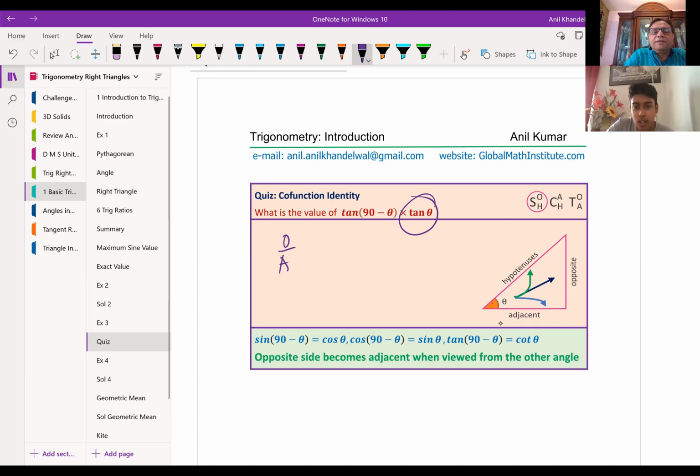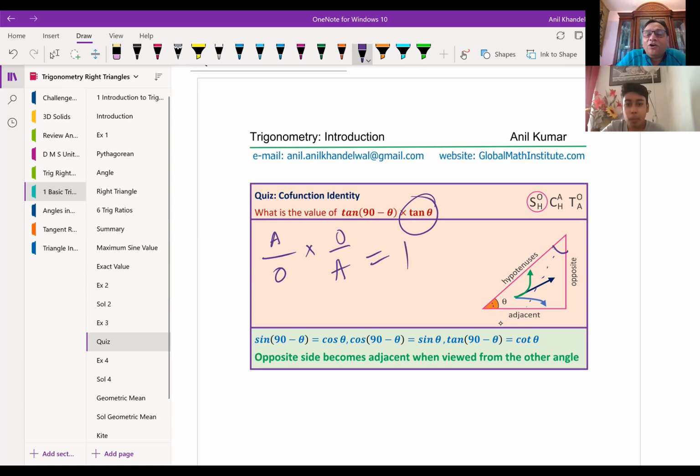And then let me write the other way. First, look from this side. What is the opposite from here? It could be adjacent, isn't it? So tan of 90 minus theta is adjacent over opposite, times tan theta. If you look from here, it is opposite over adjacent. So they cancel away and we get 1. Do you get the idea?